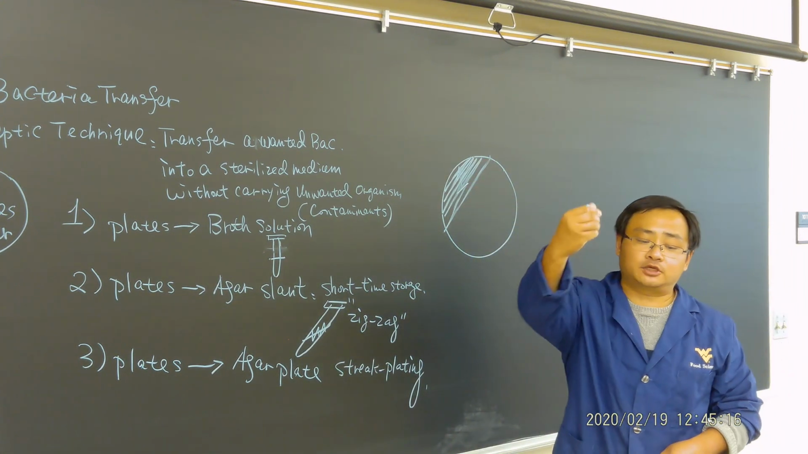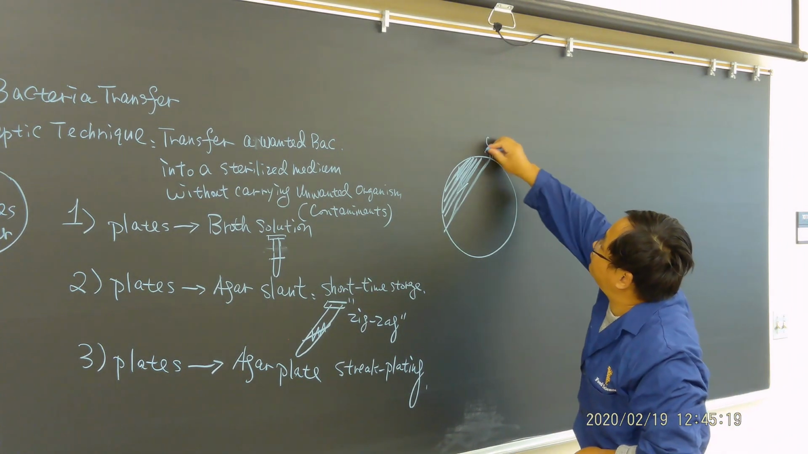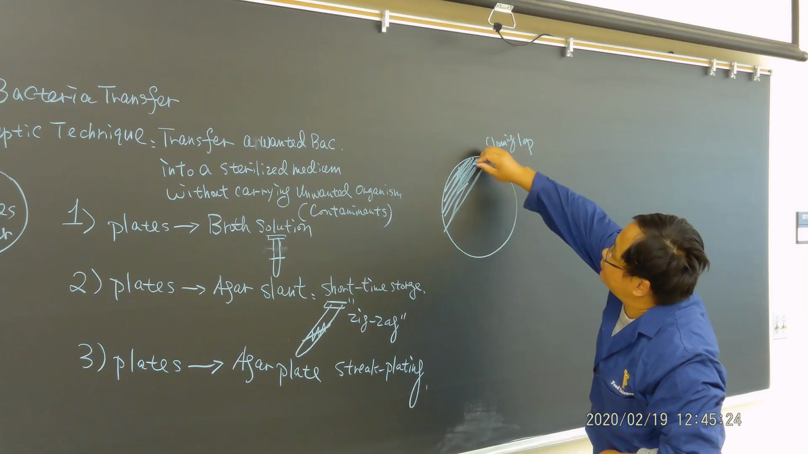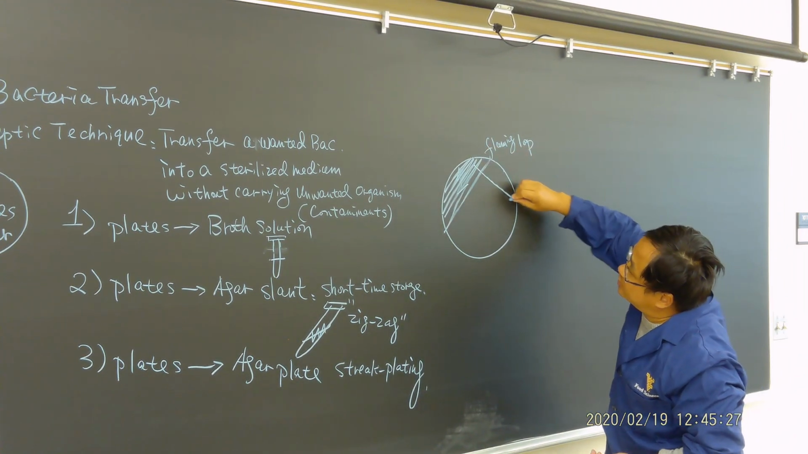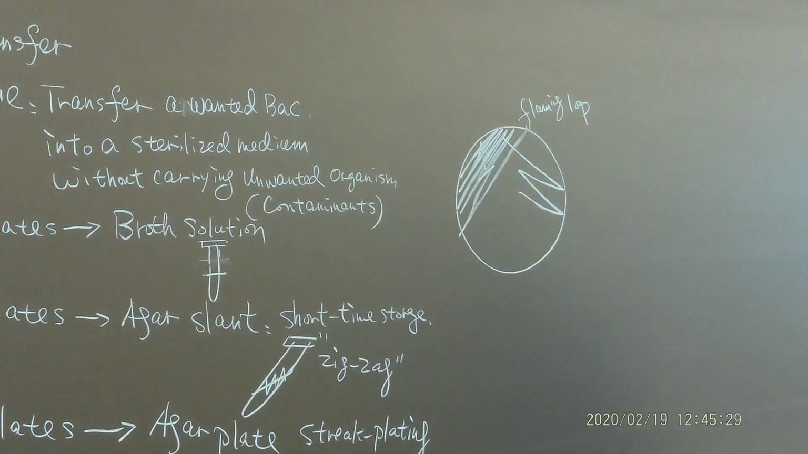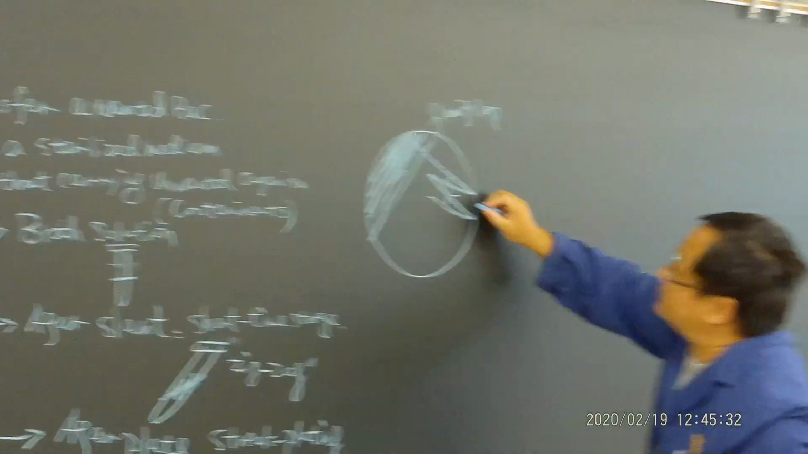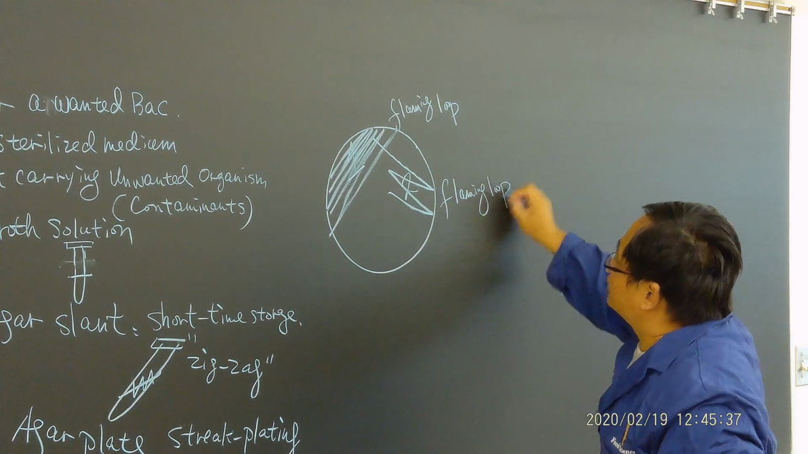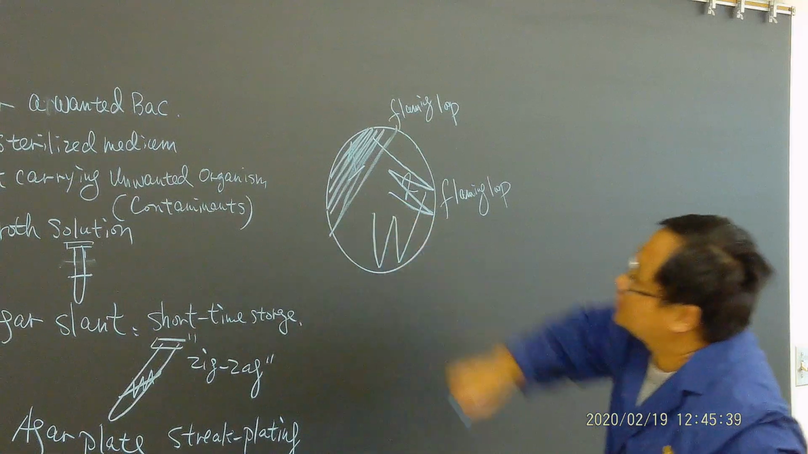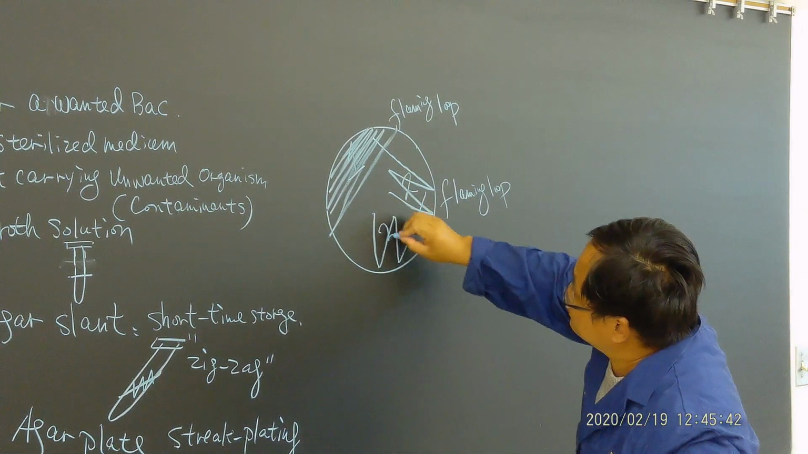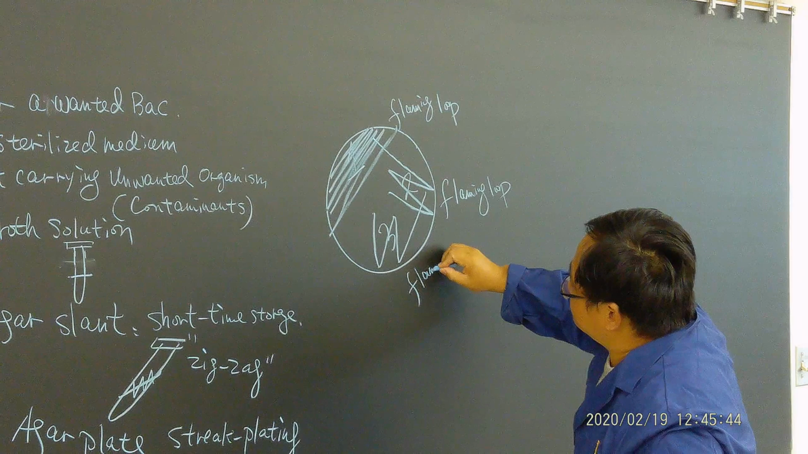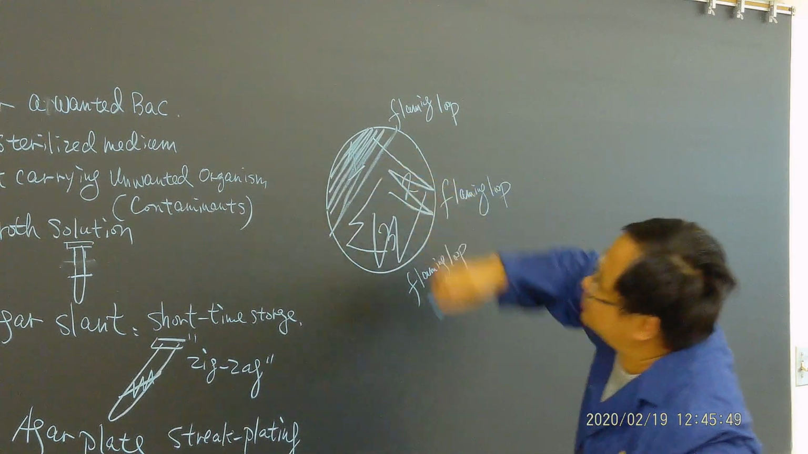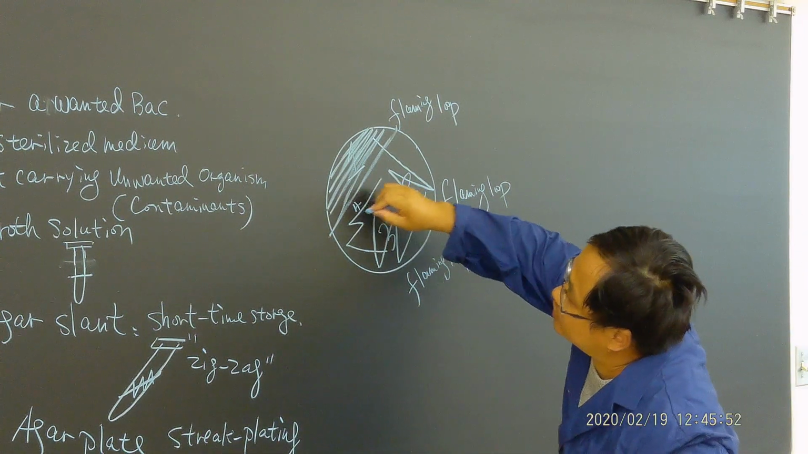Use the loop. You will do a very intensive streak at the first quadrant. Then you're going to flame the loop. Then from the first quadrant, do a second streak that is less intensive. Then you flame the loop again. Do a third quadrant, less intensive. Then you flame the loop again and from here do a last one. That's called the fourth quadrant.